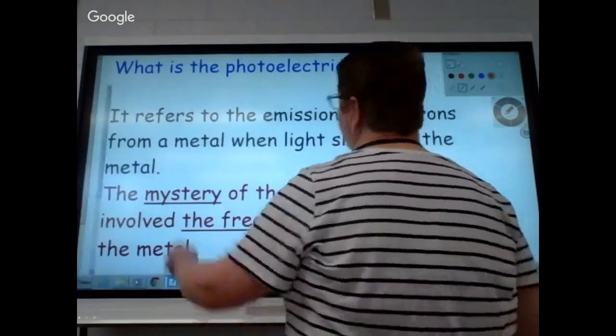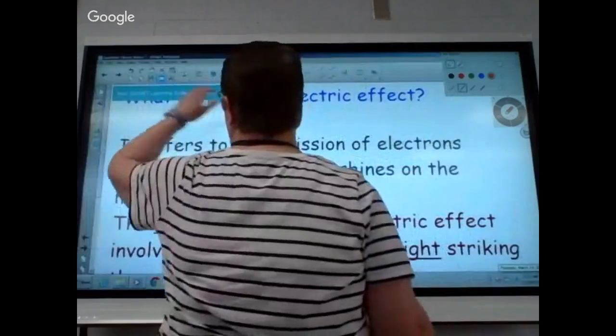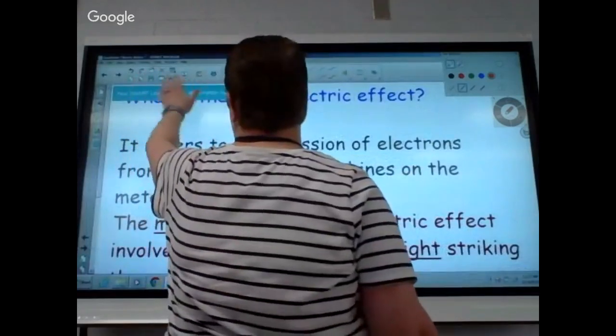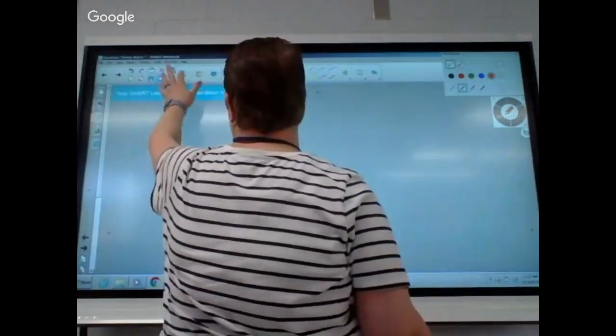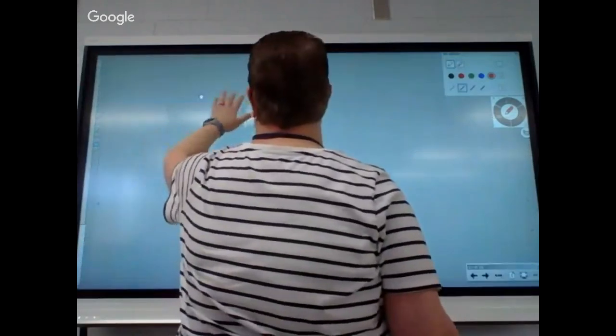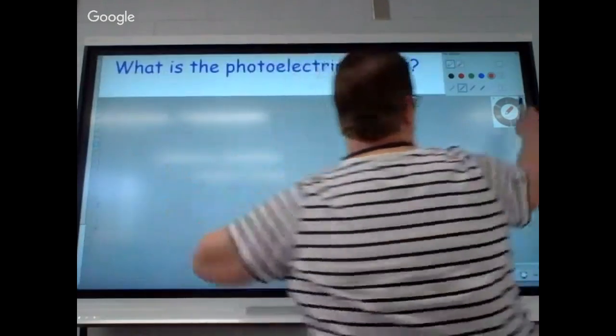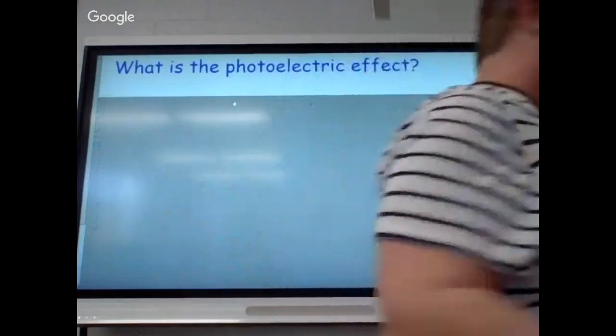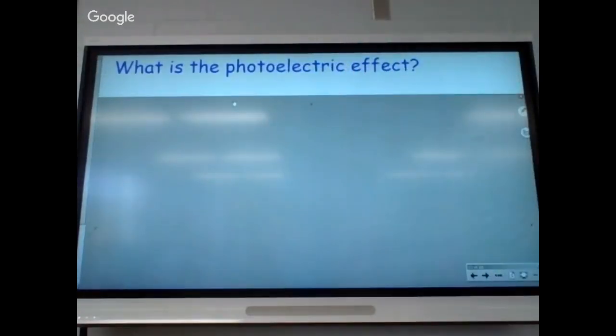All right. So now that we've learned about waves, we're going to start talking about 2 examples of how electrons behave as waves. The first one is called the photoelectric effect. We're going to talk about neon lights and the photoelectric effect.